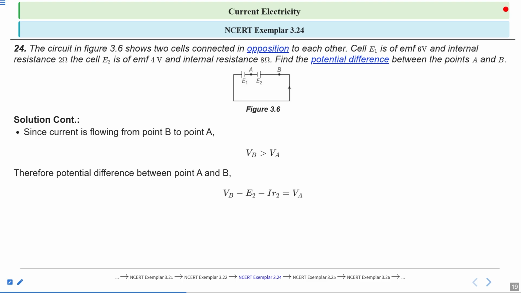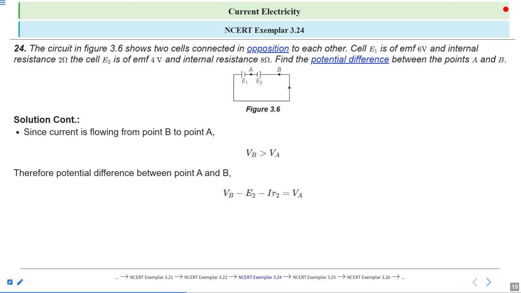So from point B to A, potential at point B is VB minus... we are going from B to A. Direction of current is also from B to A. We are moving in the direction of current. Firstly, we met battery. We are going from positive to negative terminal of battery. So we will take the EMF as negative. If we are going from negative terminal to positive terminal of battery, EMF will be taken as positive. But we are going from positive terminal to negative terminal of second cell, E2. So E2 will be taken as negative.